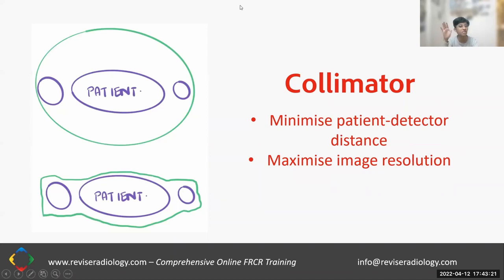If the patient-to-detector distance is as small as possible, the image resolution is as high as possible because we're able to catch as many photons as possible. So if you're just having a normal elliptical or circular orbit around the patient, like the image on the top over there, and this is a stylized view of the patient, obviously, you can see that at some points the detector is very close to the patient's body, and at other points the detector is extremely far from the patient's body.